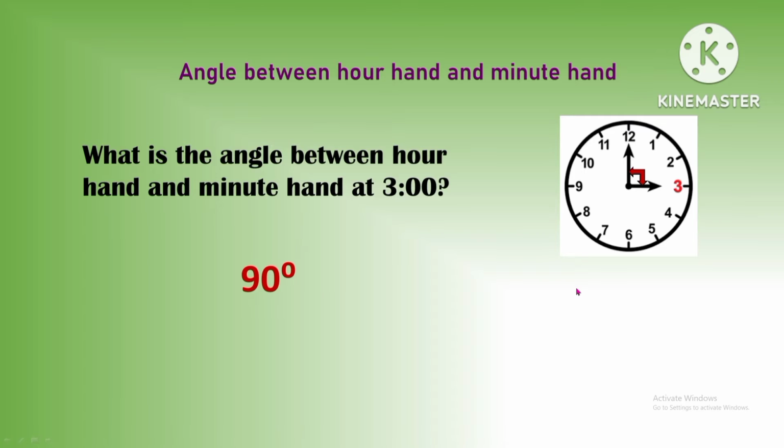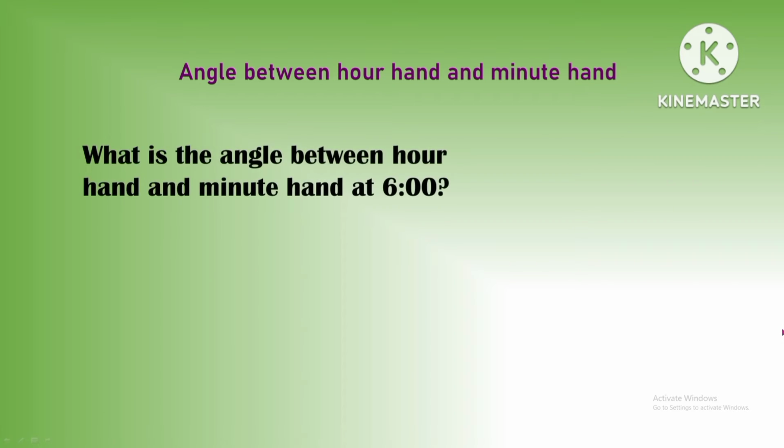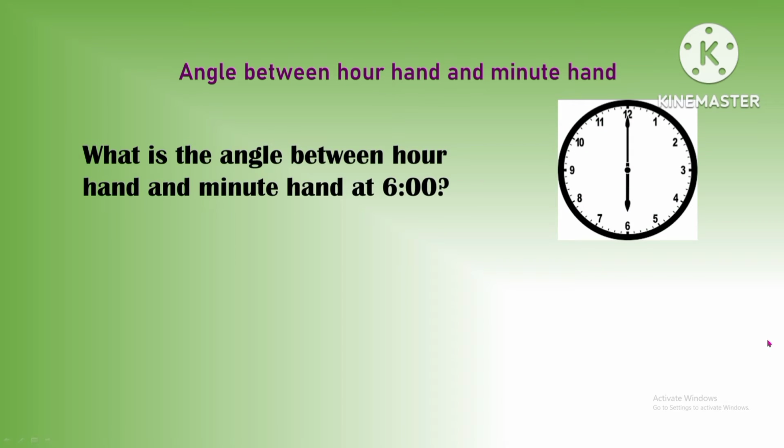Let us see another problem. Here the question is, what is the angle between the hour hand and minute hand at 6 o'clock? If we watch the diagram carefully, at 6 o'clock the short hand and long hand, that is the hour hand and minute hand, will be in a straight line. We know the angle of a straight line is 180 degrees. So the angle between hour hand and minute hand at 6 o'clock is 180 degrees. Now you might have got an idea how to find the angle between the hour hand and minute hand.